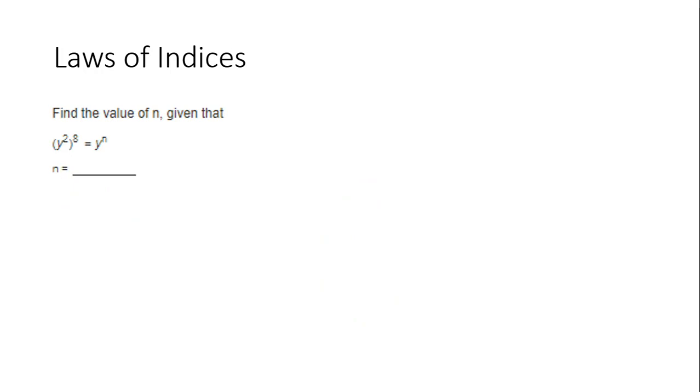This question is also a laws of indices question, but this time I've got y to the power of 2 in brackets, and I've got a second power outside. I call this the power of a power rule. And when we've got the power of a power, what that means is I've got y to the power of 2 multiplied by itself 8 times. If I use the multiplication law, I would be adding 2 plus 2 plus 2 plus 2, 8 times. But much more simple, the law of a power is that we just multiply those numbers together. So this is going to be y to the power of 2 times 8. And 2 times 8 is 16.